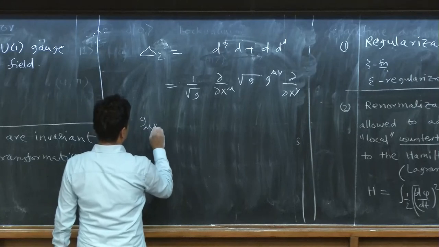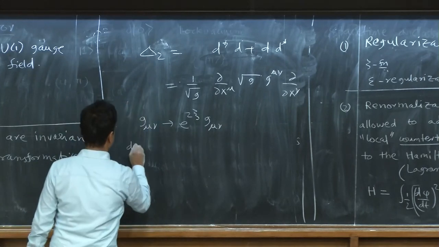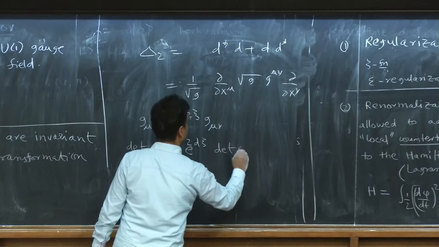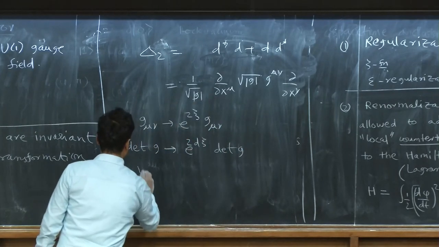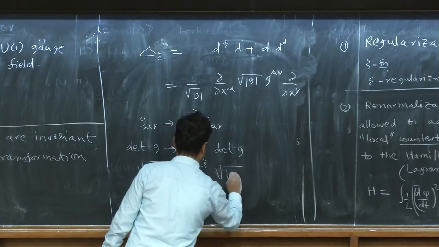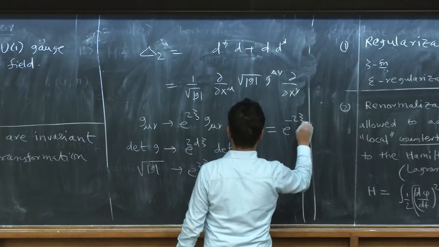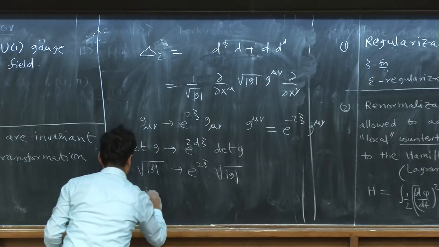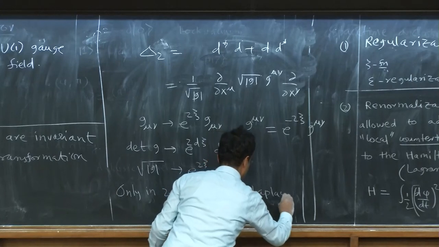Now, if I do a Weyl transformation, then the determinant of g will go as e to the 2d psi times the determinant of g. This g is the determinant. So square root of g goes as e to the d psi, square root of g. And g mu nu upper, the contravariant, goes as e to the minus 2 psi g mu nu. So you see that exactly only in two dimensions, the scalar Laplacian is Weyl invariant.